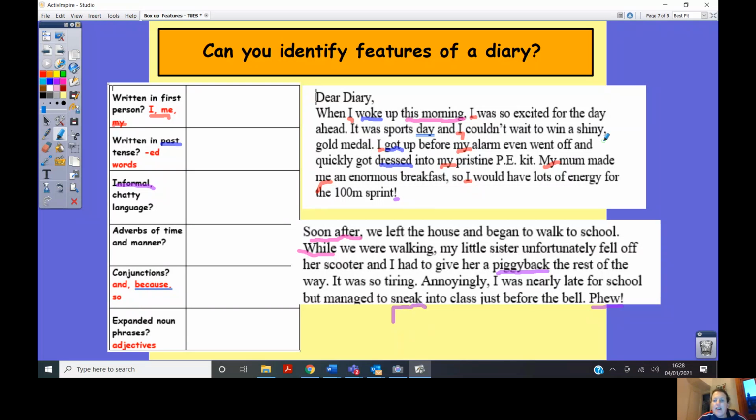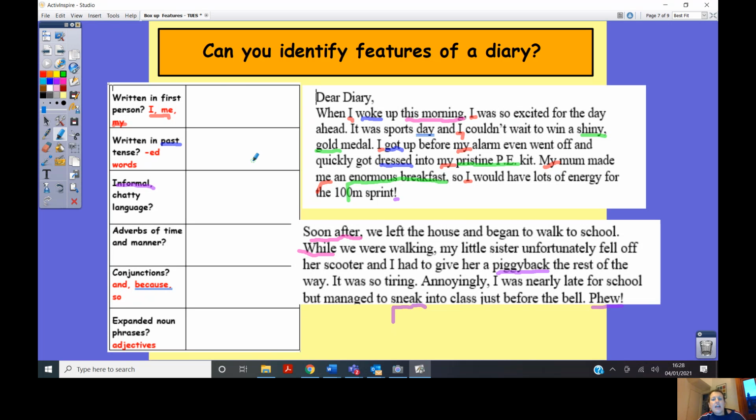So we've got some fantastic examples here. I couldn't wait to win a shiny gold medal. It's not just any old medal, it's a shiny gold one. Again, pristine PE kit. You want to let the reader know that their PE kit is really, really shiny. An enormous breakfast is a huge breakfast, not just a little breakfast with maybe a slice of toast. We're talking a massive breakfast with pancakes, cereal, and toast. So those are some great expanded noun phrases.